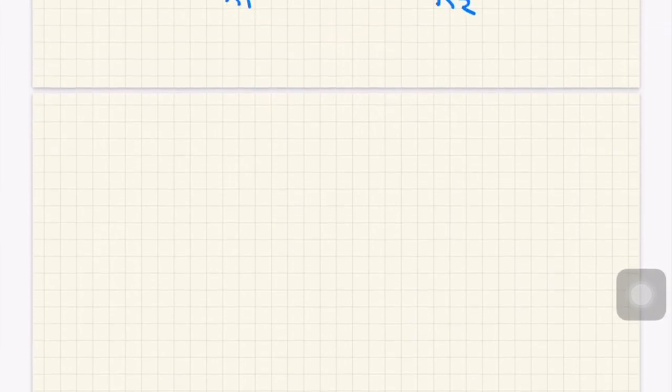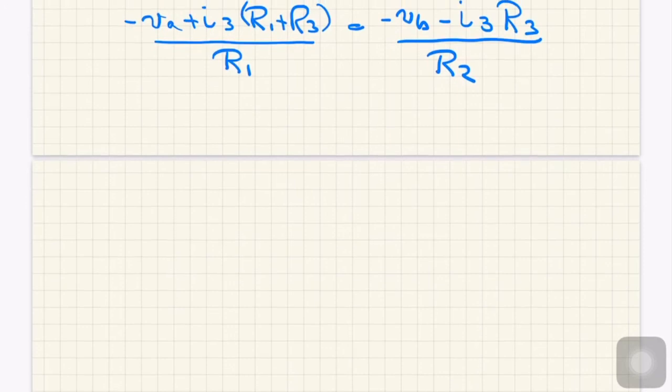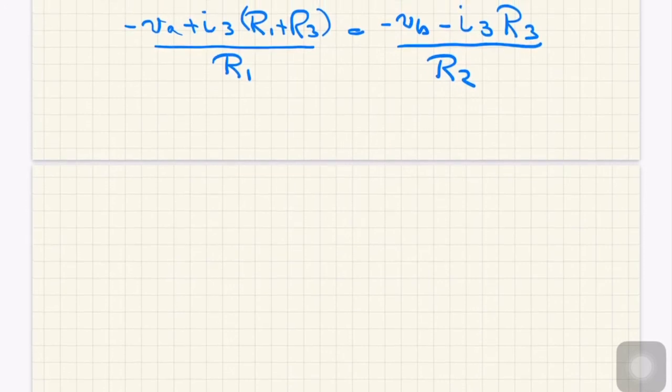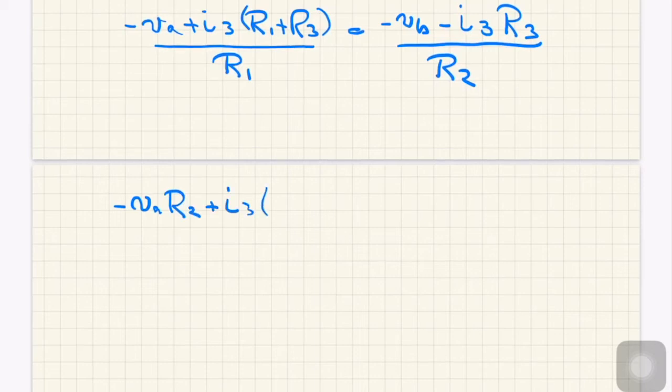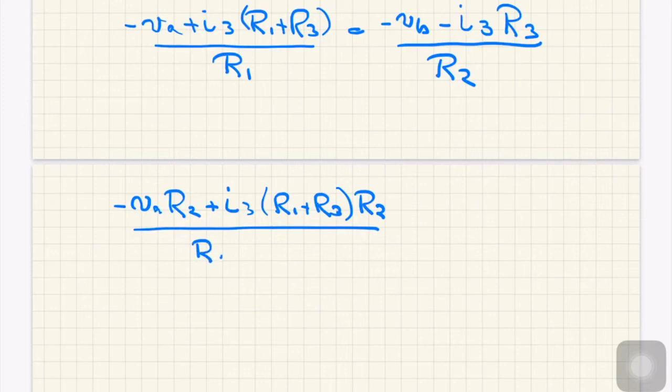Let's scroll up, make a little more space. So now if I look at this, I realize I need to have them over the same denominator in order to solve this combined system. And eventually I want to have I3 on the left and the other terms on the right. So I'm going to cross multiply. I'm going to get a common denominator, which is R1 R2. Let's write it out in full and see what it looks like. So I'm going to multiply the left side equation by R2 over R2. And so that will give me minus VA times R2 plus I3 times R1 plus R3 times R2, and that new denominator I have is R1 R2.